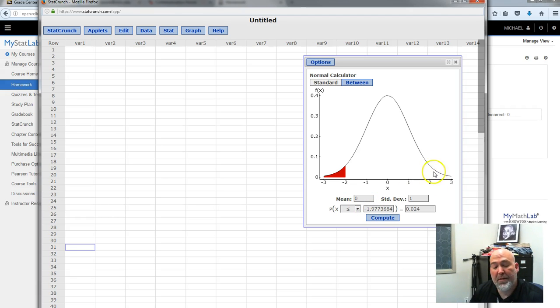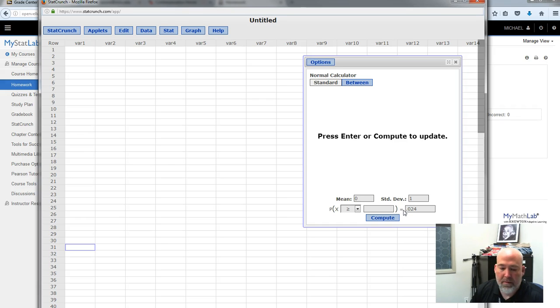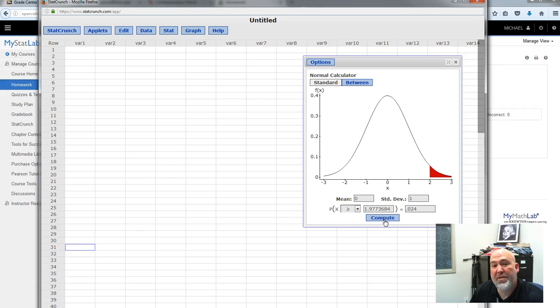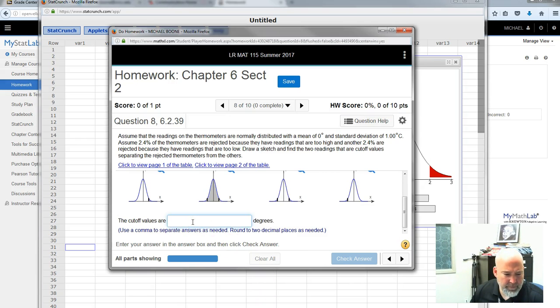If I wanted to look at that upper one, since my mean is 0 and my standard deviation is 1, I could try to find that. And we should notice that we get just the positive values, so it's plus or minus that 1.98. Let's check that answer. Negative 1.98, comma, 1.98. And those should be in degrees.